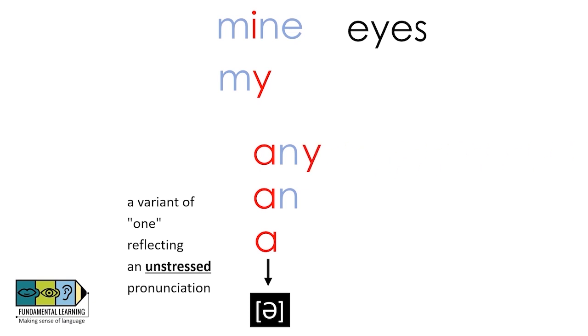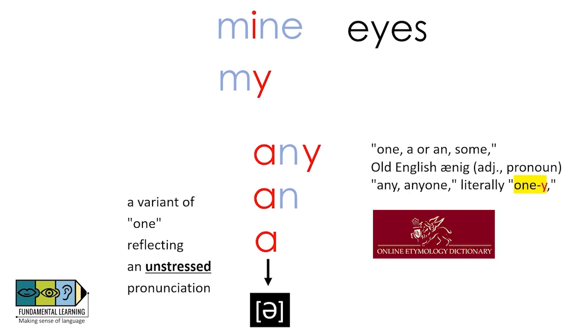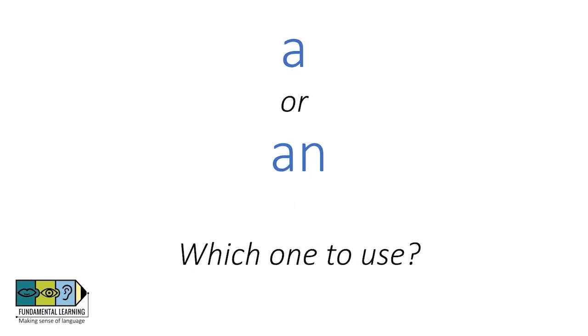Another surprising connection is this word, any. Any is just another variant, an plus that suffix y, literally meaning one e. If I say I don't have any, means I don't have one. So how will we know which one to use, a or an? We typically learn that we use a before a consonant and an before a vowel. So let's test that hypothesis and see how it holds out.